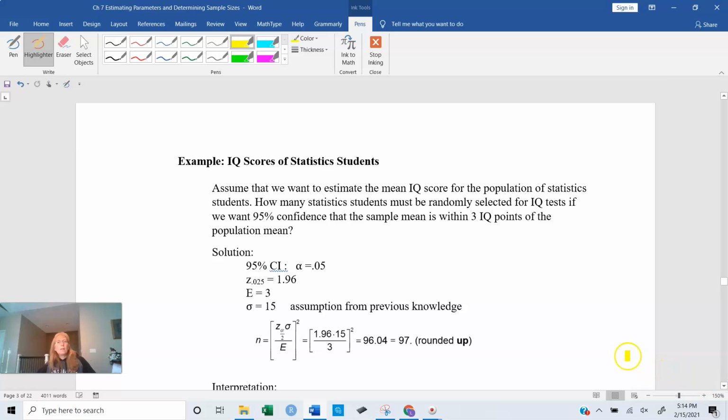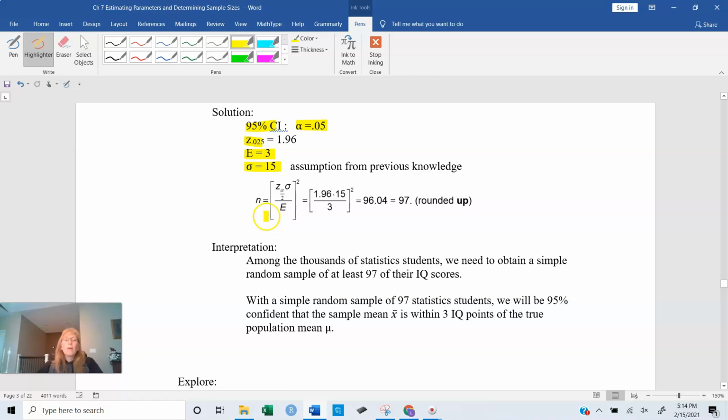All right, IQ test. Let's see what we know. We want the sample mean to be within 3 in a 95% confidence interval. So with a 95% confidence interval, our alpha is 0.05. We will find the z-score of 0.025, which we already know is 1.96. If you don't, you can use your StatDisk to find that. Our error here is 3. That came from our reading. And we had sigma is 15. This is previous knowledge. Remember, we did this problem earlier, and that's where that came from. So it's something we already knew.